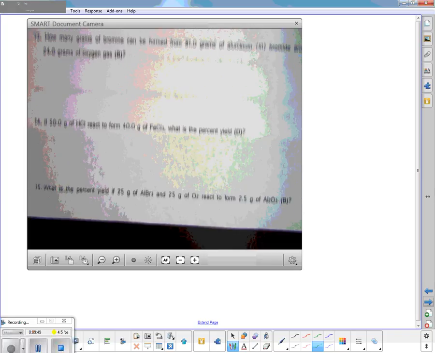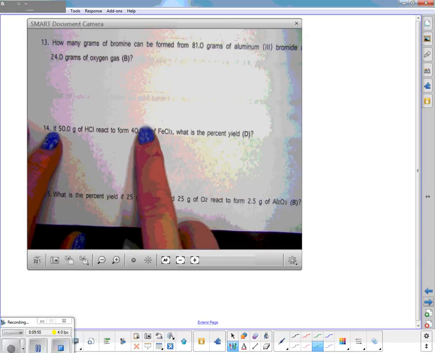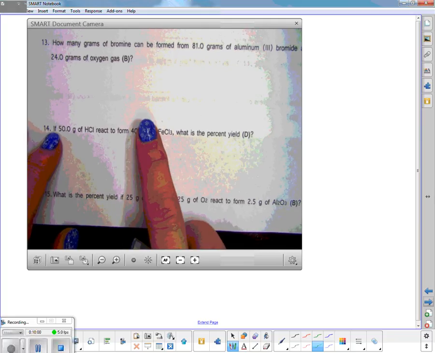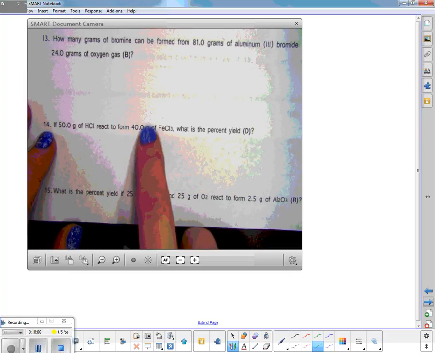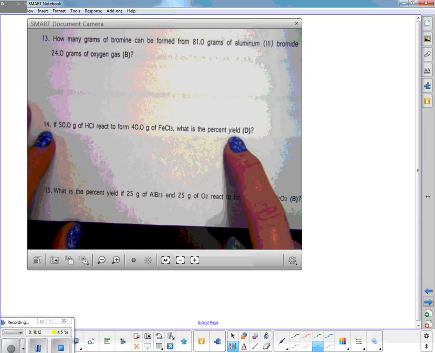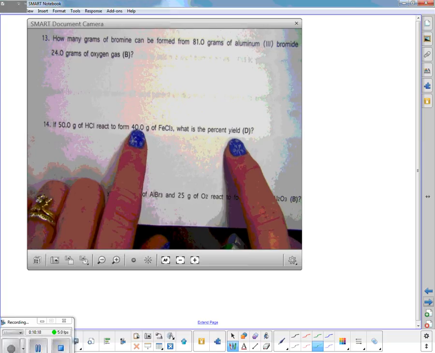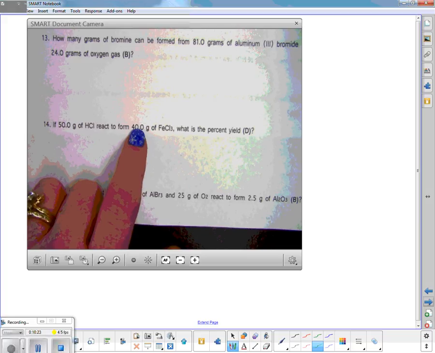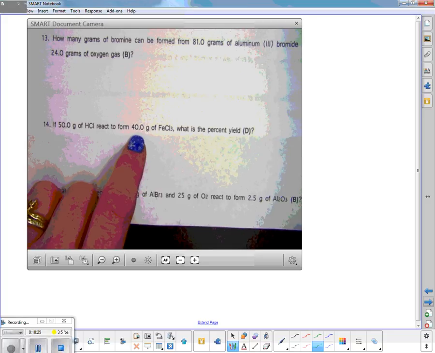Now the next one, number 14, you start with this much and you got this much, but you don't know how much you could have made. So maybe I could have made 75. I don't know. So I have to start with the 50 grams, and I have to convert it through to grams of FeCl3 to see how much I could have made. Once I do that, it's asking me for the percent yield. Remember that your percent yield is just like finding your percent on a test. You got 40 on the test, but you got to figure out how many was possible on the test to be able to find your percent. So once you find out how much is possible, you're just going to take your 40, divide it by your possible, times it by 100, and you got your percent.